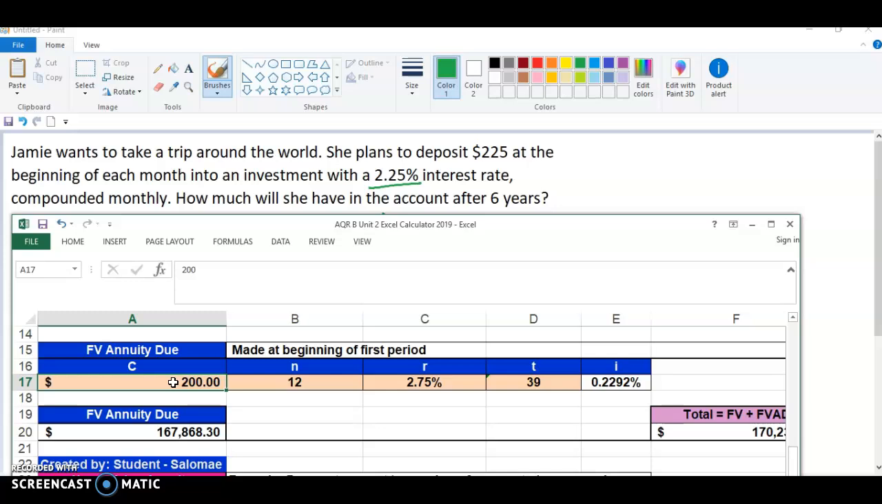Well, right here we have $225 per month. It says it is compounded monthly, so N is 12. Our percent is 2.25%, and time is 6 years. Well, it looks like after 6 years, we will have $17,359.54 in this account.